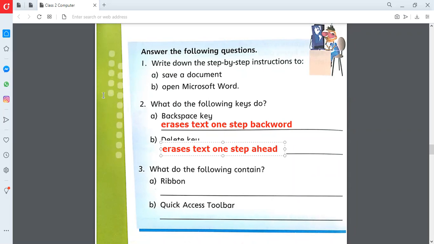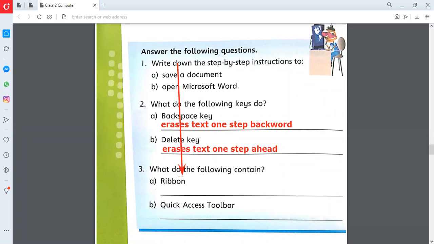The next one: backspace erases the word backward, meaning the previous word. The delete key deletes the word next to it. Okay, so the answer for the delete key is on page number 40. Everybody should write that in their book. Question number 3 is asking, what do the following contain?